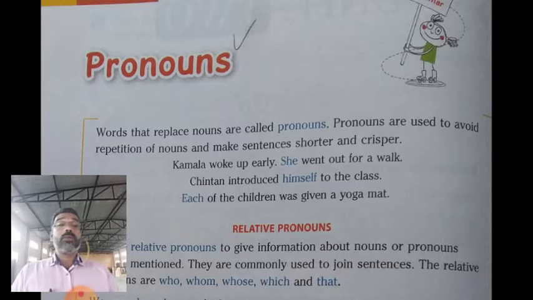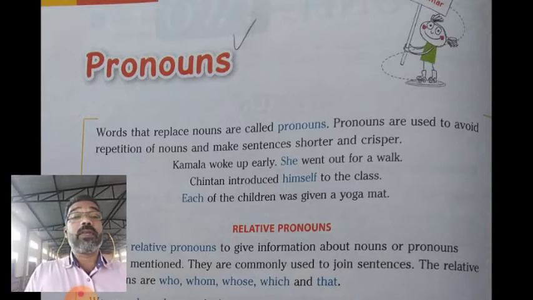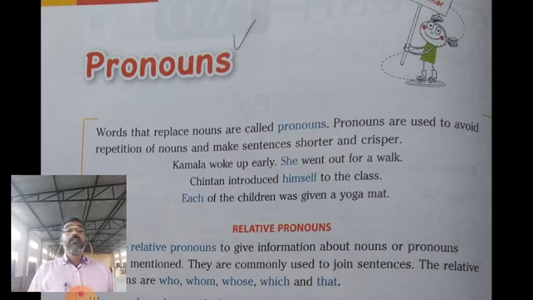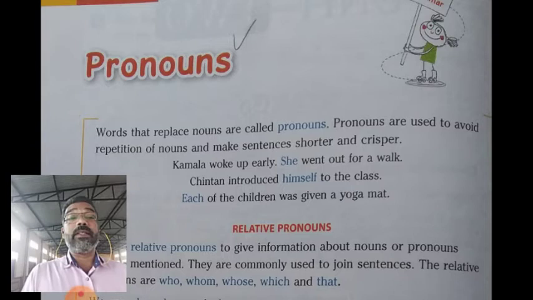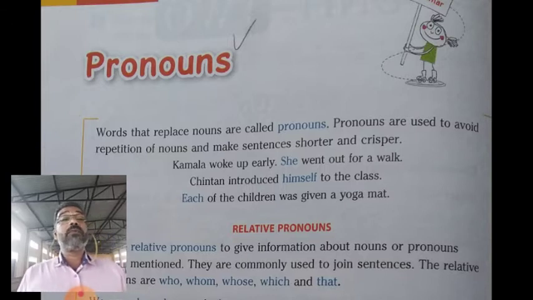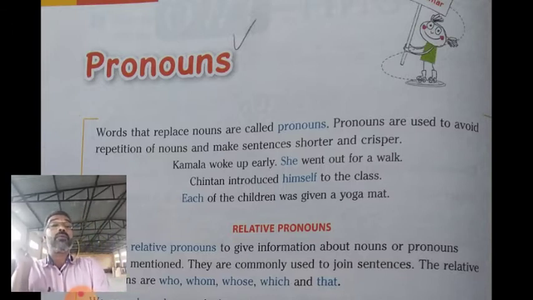So, in order to avoid the repetition of Kamla in the coming sentence, first sentence, of course, for introduction, we used the noun Kamla. And the second sentence, again, the word Kamla is coming. So, in order to avoid the repetition, we replaced Kamla with a suitable pronoun she. So, Kamla woke up early. She went out for a walk.